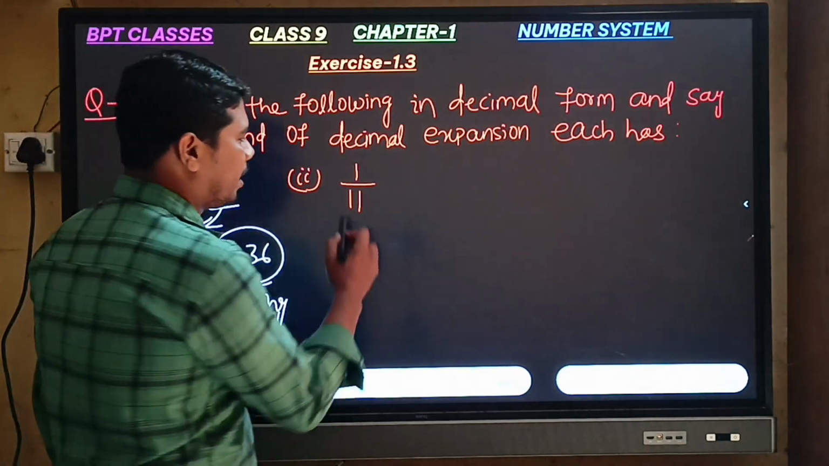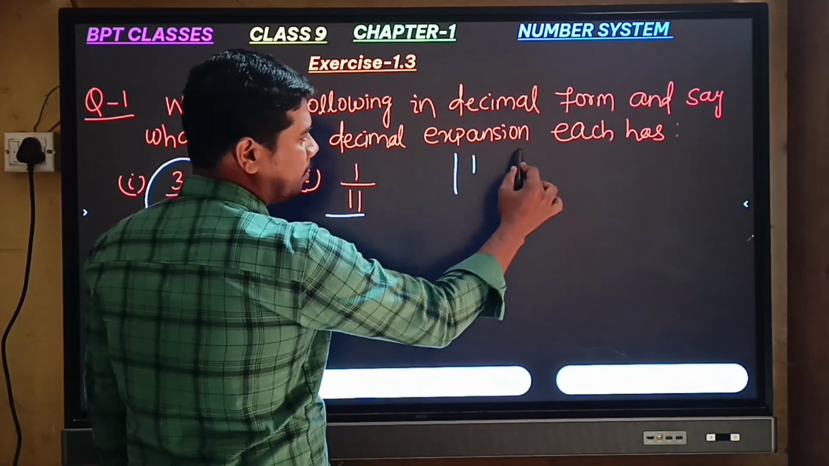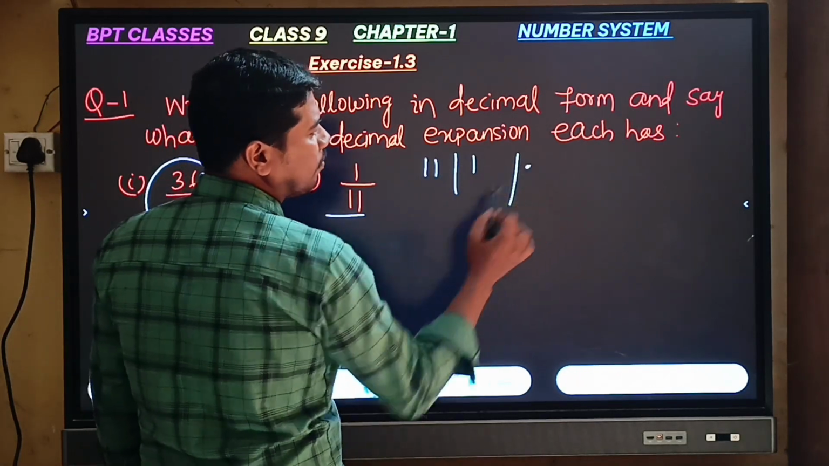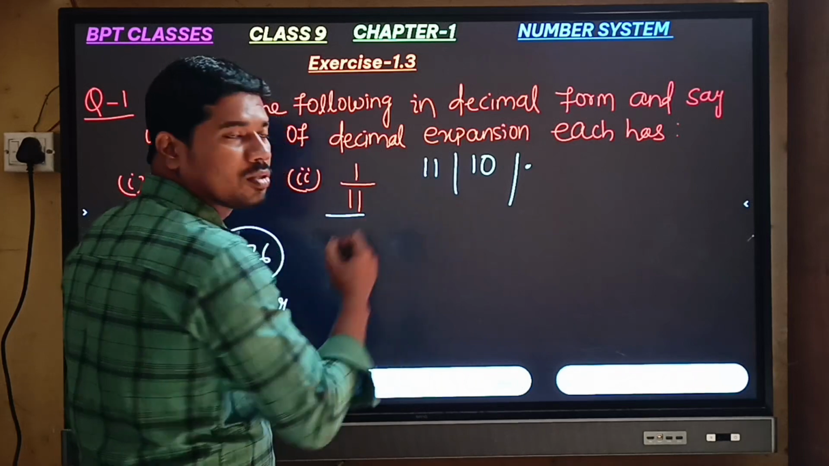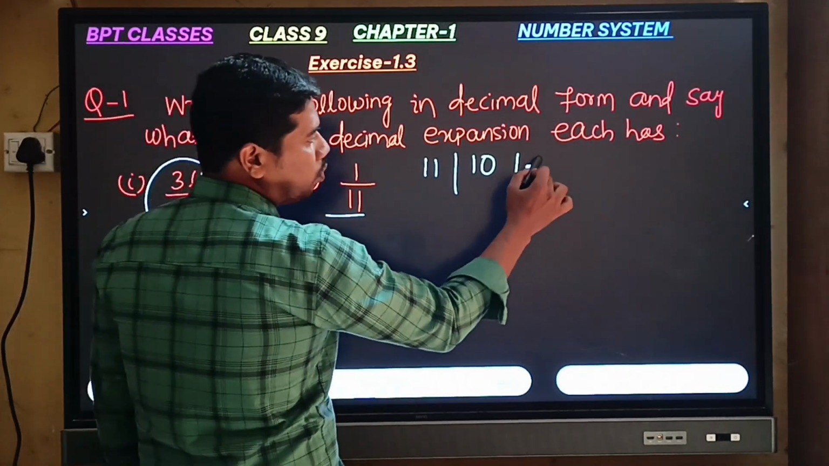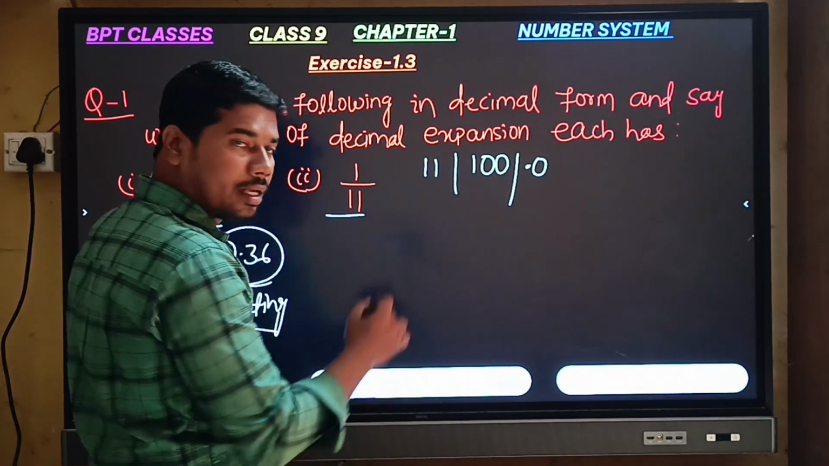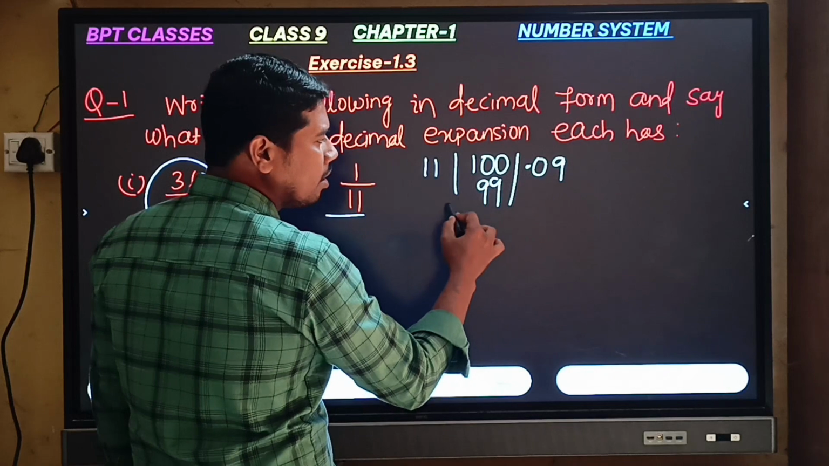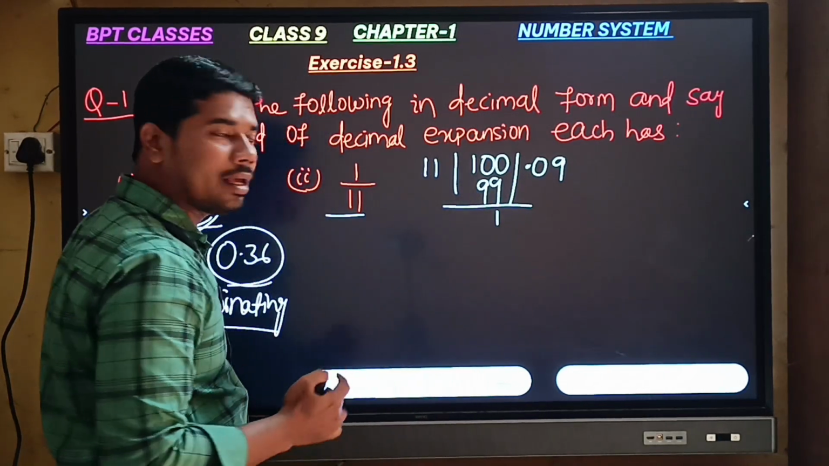Like that, 1 by 11. Just see, 1 upon 11. You should divide 1 by 11. So the point must be there first, so 0 will come. Again 10 is smaller than 11, so 0 will be written. Then 100 will come. 11 9s are 99, then it will subtract, the result is 1.